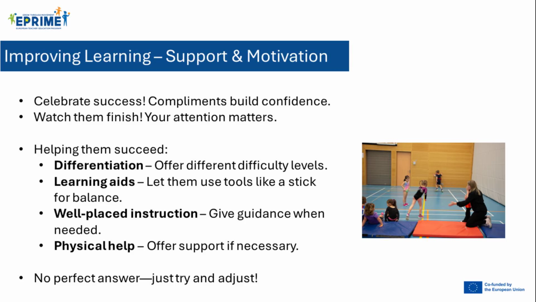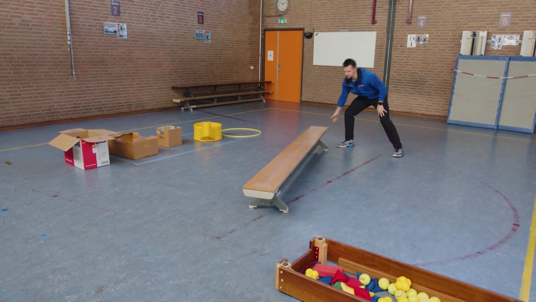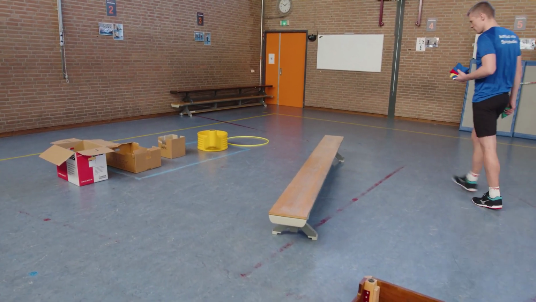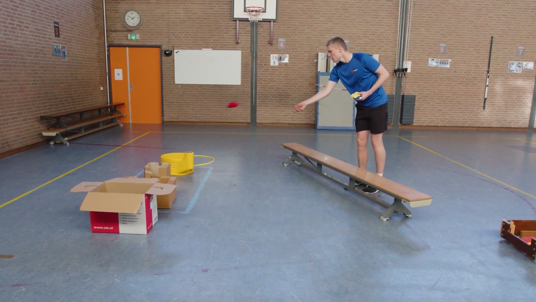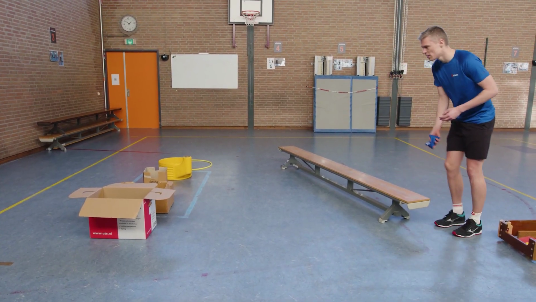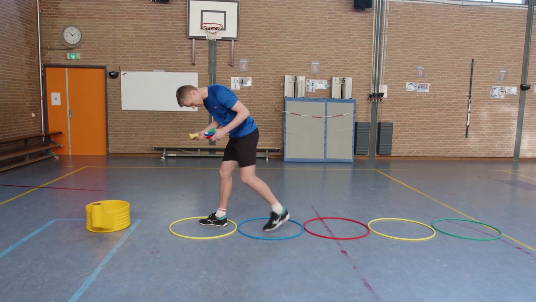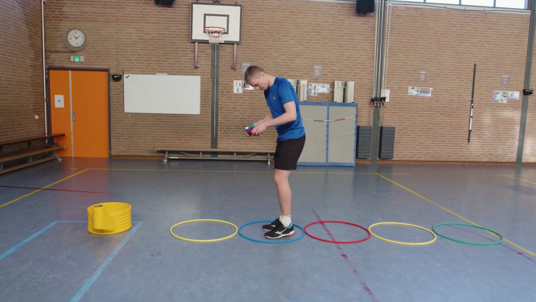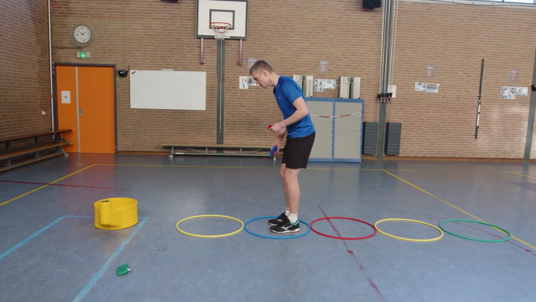However, not all children will succeed immediately. As a teacher, your role is to help them find a way to succeed. There are several ways to do this. One way is differentiation, offering multiple levels of difficulty so that every child can find a challenge that fits them. Another way is providing learning aids. Let children use tools that support them, like holding a stick for balance. A well-placed instruction can also make a big difference, helping them understand what to focus on. And finally, sometimes a little physical help is needed, such as guiding their movement or offering a steadying hand.